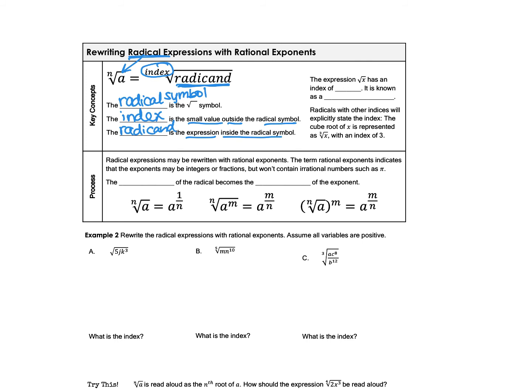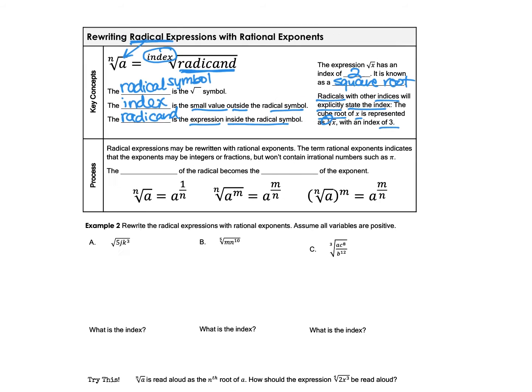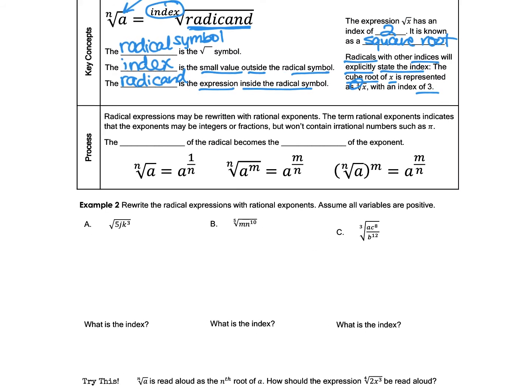And then over here on the other side, the expression square root of x has an index of 2, even though there's not a number there. So that's understood. You have to know if you have a square root, the index is 2. It is known as the square root. Radicals with other indices will explicitly state the index. So the cube root of x, notice the index is 3. So everything else besides the square root will have an index on it. So you have to know square root has an index of 2.